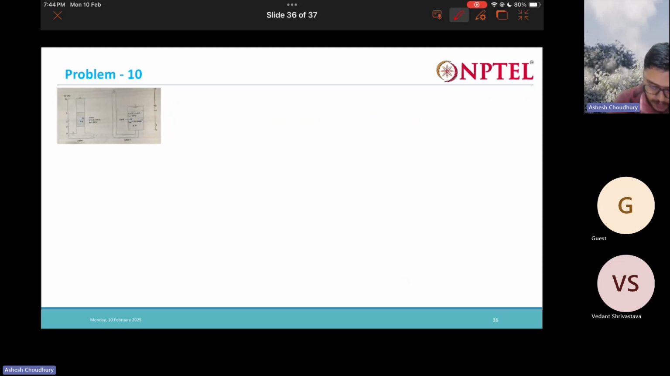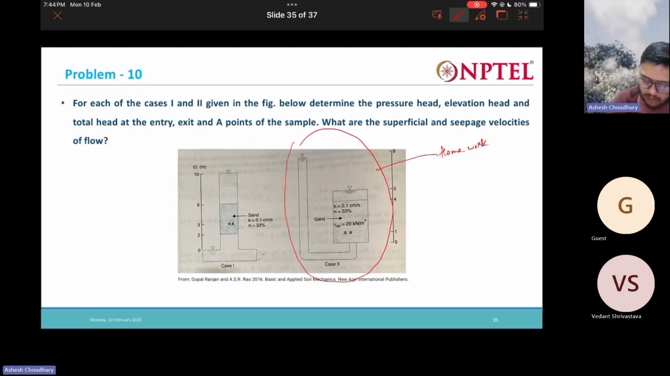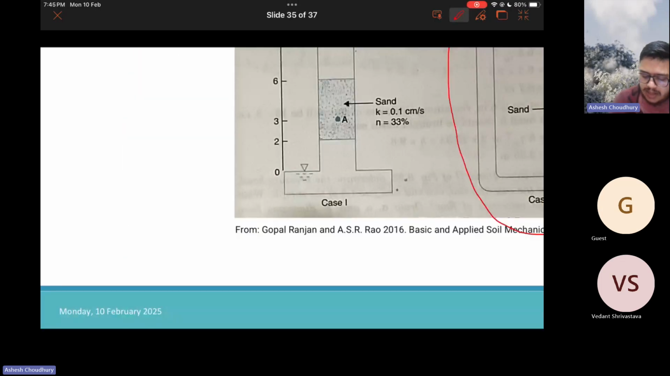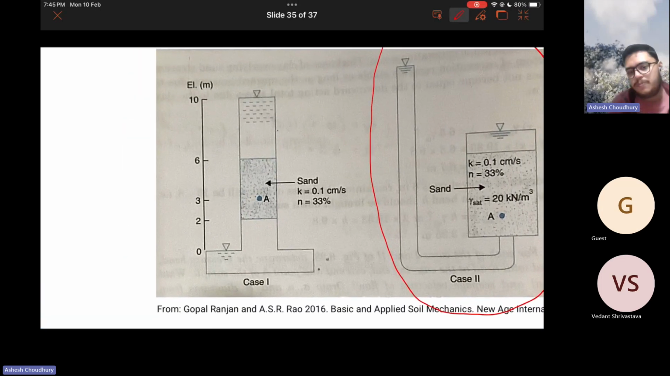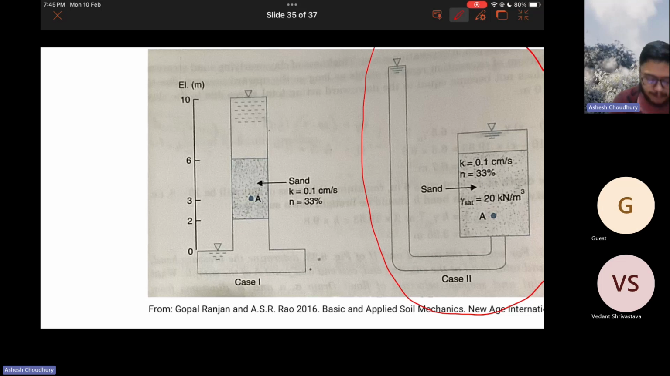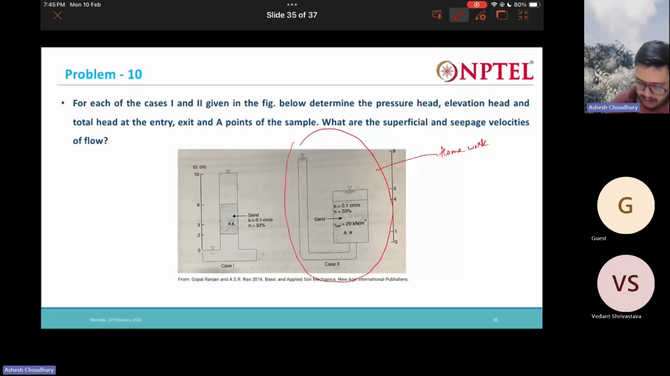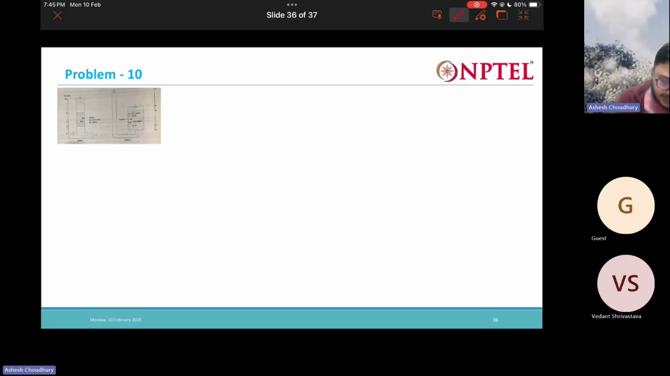So what I am going to do is just make a table. We are going to find all the heads at all the distinct points that are marked in the figure: the pressure head, the elevation head, the total head, everything. So let us see. First, let us make a table. Elevation point, then elevation head in meters, then pressure head in meters, then total head in meters, then the head loss in meters.